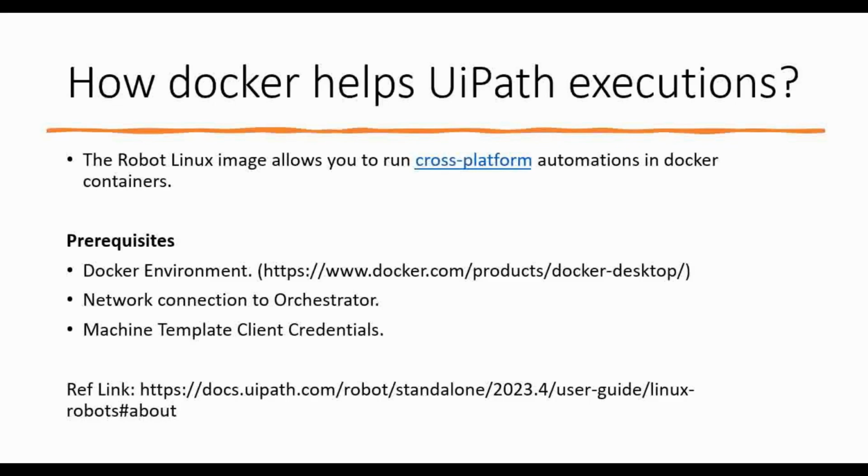With only the Docker image, you cannot execute your automations, right? You have to make a connection to your orchestrator. Then you have to create a template. Only then can you use your robot to execute the automation process, right? So what are the prerequisites? You have to create a Docker environment. For that, you can go to this particular site and download Docker Desktop, right? And then you have to set up a network connection to the orchestrator, then a machine template and client credentials.